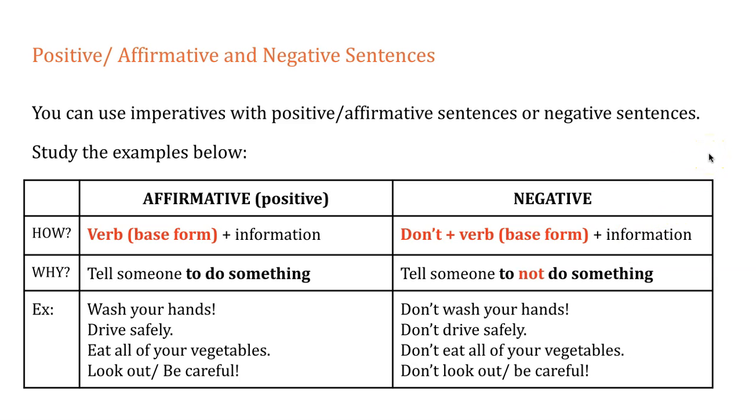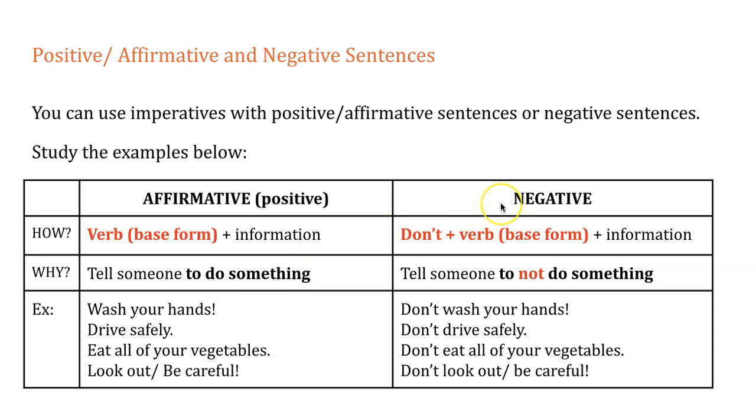When we make imperatives, we can use them as positive, affirmative sentences, or negative sentences. You always start with the verb. You can just use the base form of the verb when you tell someone to do something, like wash your hands, drive safely, eat all of your vegetables, look out, be careful.